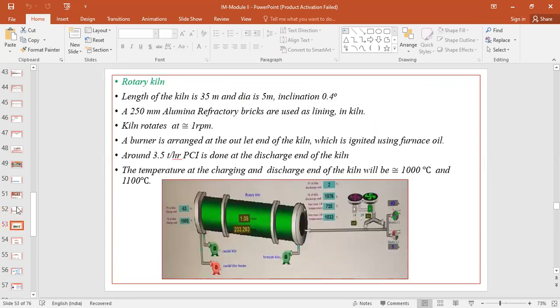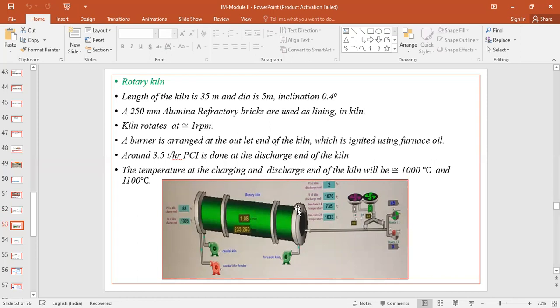Now, once the drying and preheating is done, the next thing is the firing. As far as the firing is concerned, this is usually done in the rotary kiln. If you see the specifications, the length of the kiln is approximately 35 meters, and the diameter is around 5 meters, and it is inclined at an angle of 0.4 degrees. Inside, this kiln is a refractory lined system, where 250 mm thick aluminum refractories are used for lining purpose.